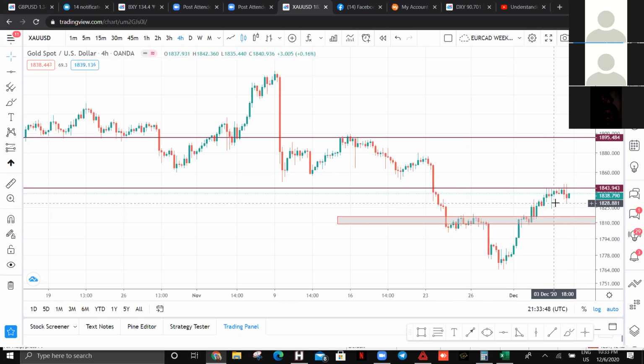I never knew it was even going to get to this level. I thought it's going to stop at this zone and come down. But it beat my imagination. It got to this level. So if gold is going to continue to this upside, I'll wait patiently for it to close above this.